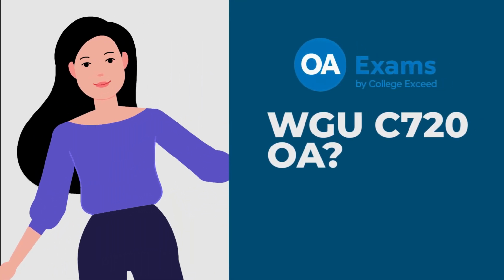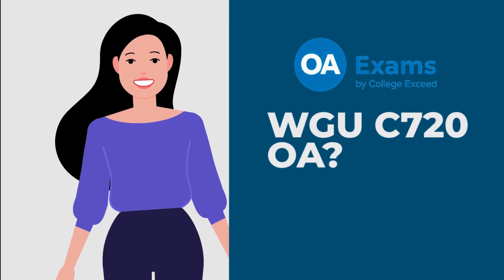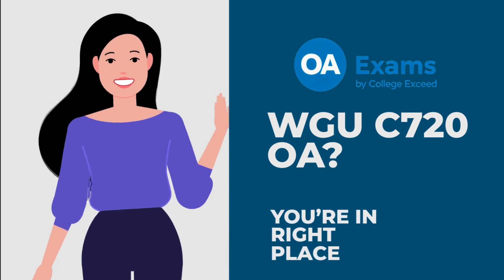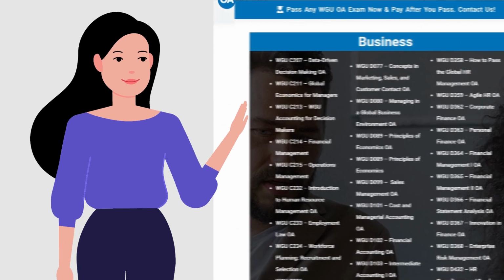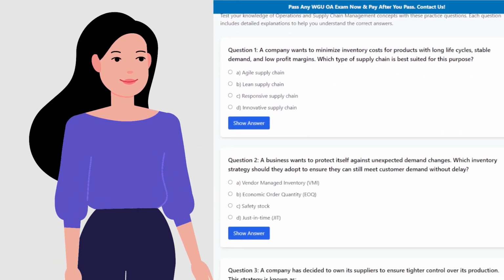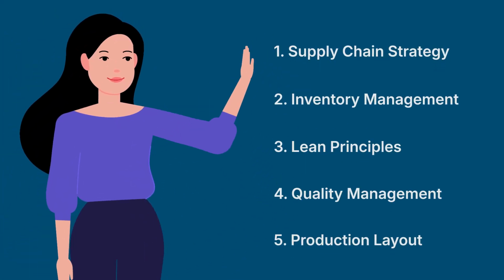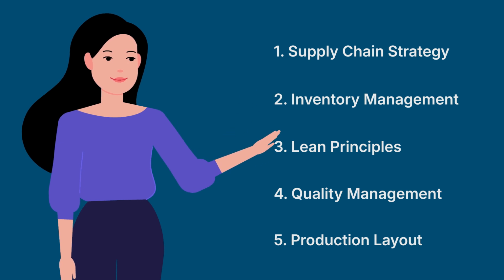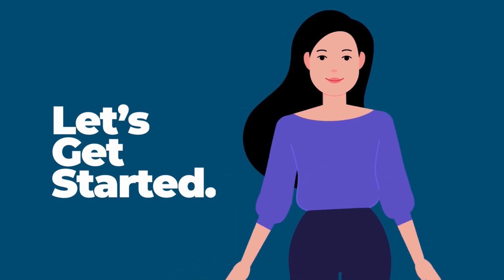If you are looking to prepare for the WGU C720 objective assessment, you're in the right place. On our website, you will find a number of well-selected questions and answers to assist you in C720, Operation and Supply Chain Management. In this video, we will cover questions from supply chain strategy, inventory management, lean principles, quality management, and production layout. So, let's get started.